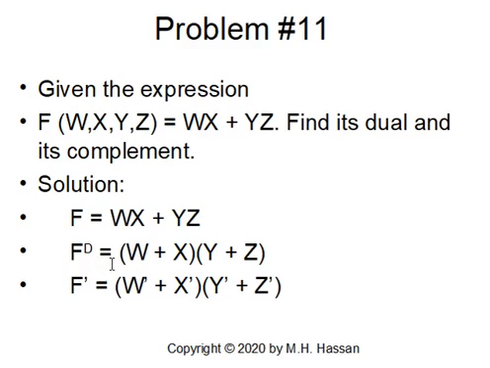Now to get the complement, we complement every variable without changing the operations. So W will become W prime, X will be X prime, Y will become Y prime, and Z will become Z prime. We can use De Morgan on this, and we should end up with the same answer.